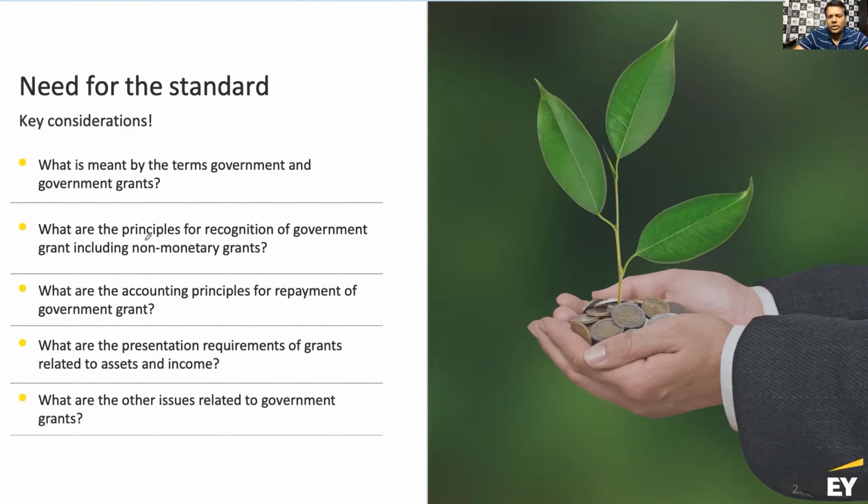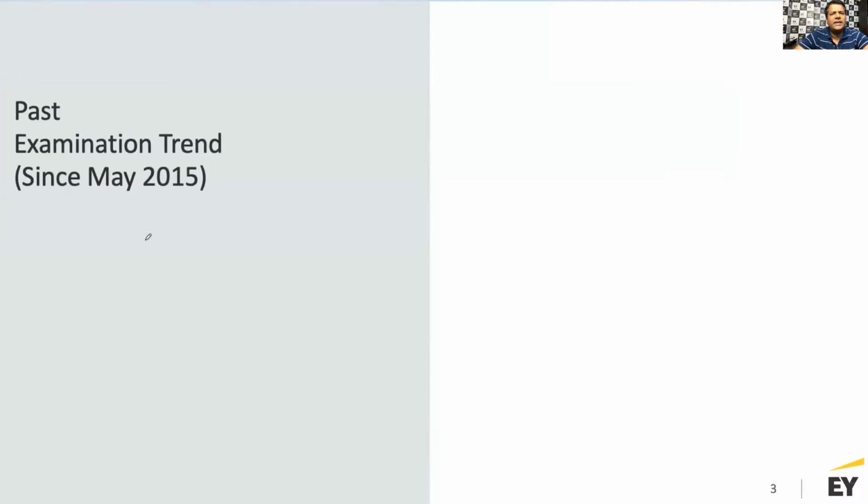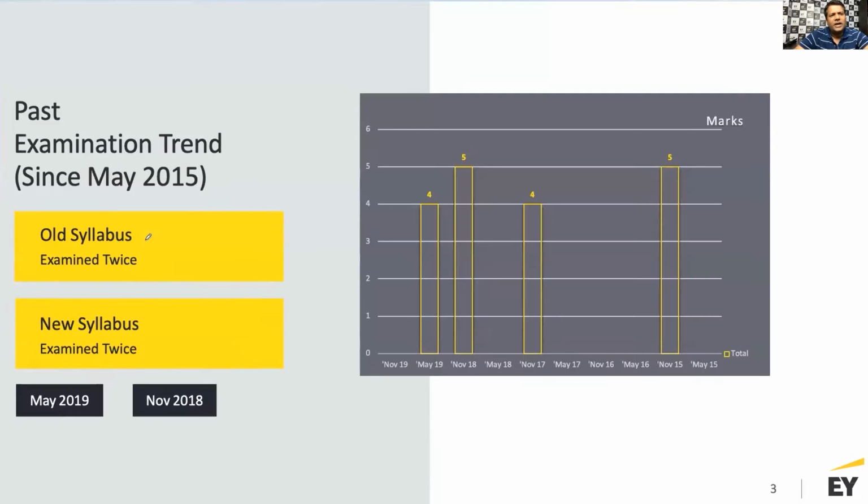How do you account for that, whether monetary or non-monetary, and then what the disclosure or presentation matter. All of that is what we will aim to cover, again with the help of several examples. But first, let's try and understand the importance of this topic from the perspective of examination.